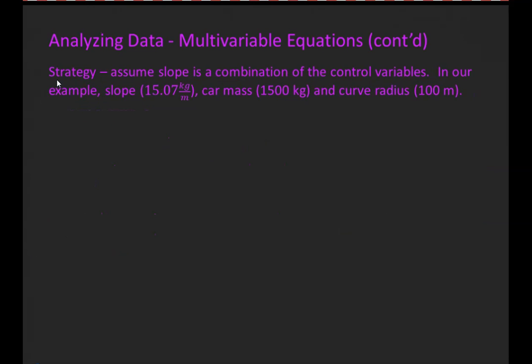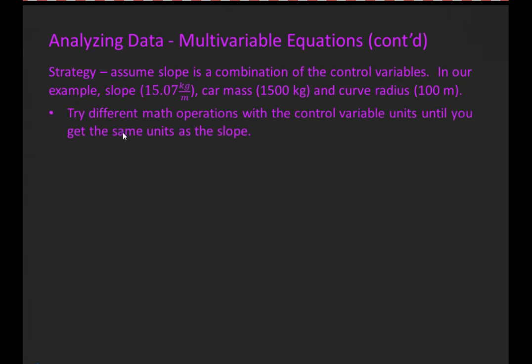Here's a strategy for starting with your linear regression equation and developing a general equation. And this strategy assumes that the slope is a combination of our control variables. In our example, the slope was 15.07 kilograms per meter. Our control variables were the car mass, which we controlled at 1,500 kilograms, and the curve radius, which we controlled at 100 meters. The first step in this strategy then is to try different math operations with the control variable units. The units, not the numbers, until you get the same units as the slope.